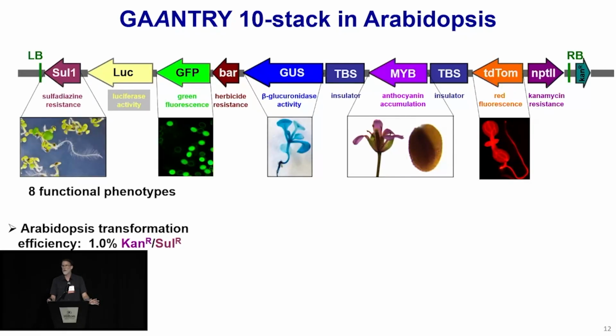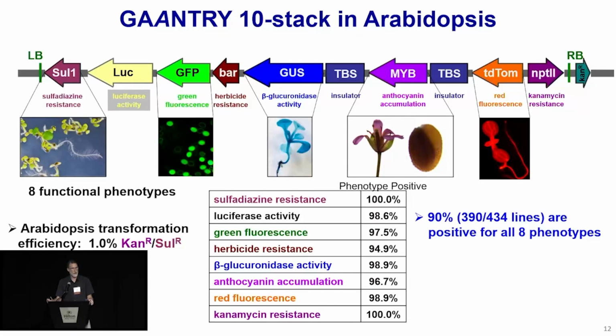And this is just, Ray went through and tested all the phenotypes in these plants. And it just shows you examples of the phenotypes that we see in the plants. Of course, we selected for sulfadiazine resistance there on the left. We detected firefly luciferase activity, green fluorescence in the pollen, herbicide tolerance by bar, GUS staining, MYB anthocyanin-induced expression in flower petals and seeds, red fluorescence in the whole plant with tdTomato, and then kanamycin selection. And if you collated all that data from over 400 independent events, 90% of those lines were positive for all 8 phenotypes. And you can see the actual percentages there shown in the table.